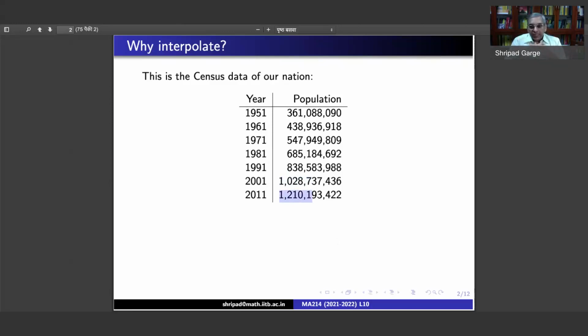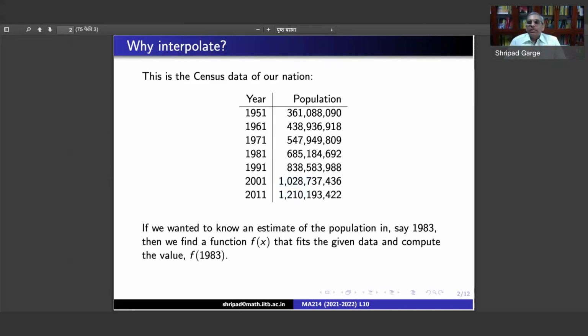The census is taken every 10 years, but supposing you wanted to know what was our population in say 1983. 1983 is a very important year for all cricket lovers. Suppose you wanted to know an estimate of the population. Of course it would be very difficult to find the exact population in 1983, and it's also not clear what day you are looking at. But let's say that in the year 1983, we would like to know the estimate of this population.